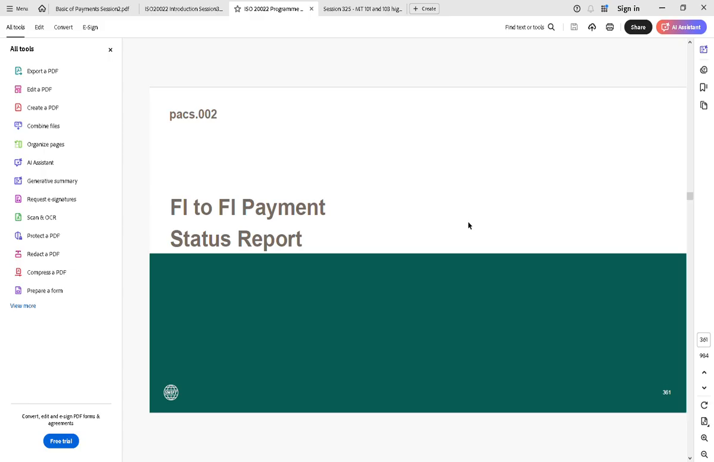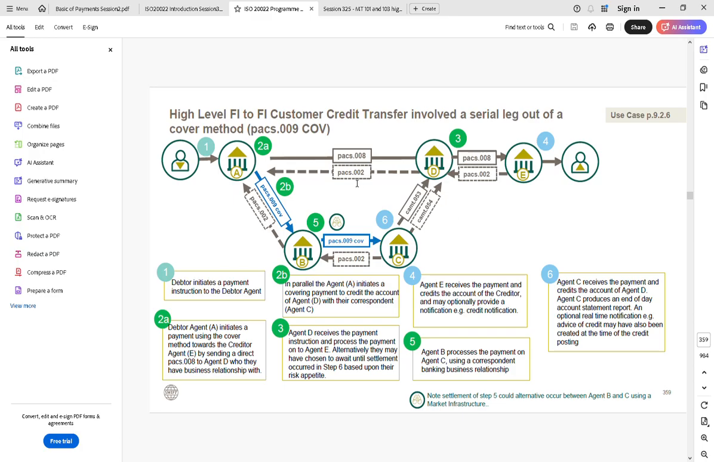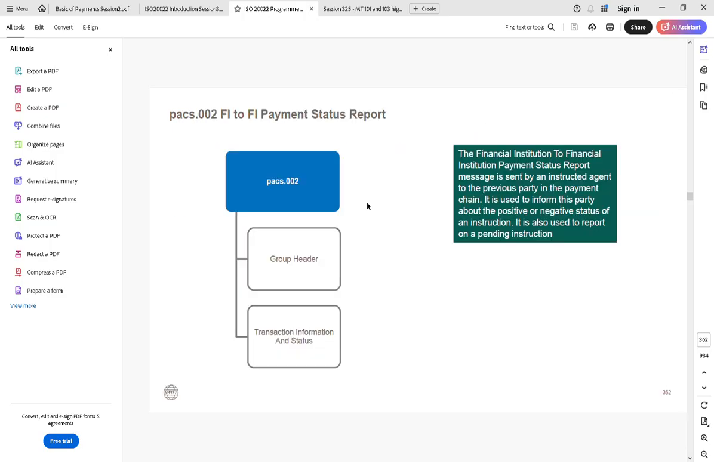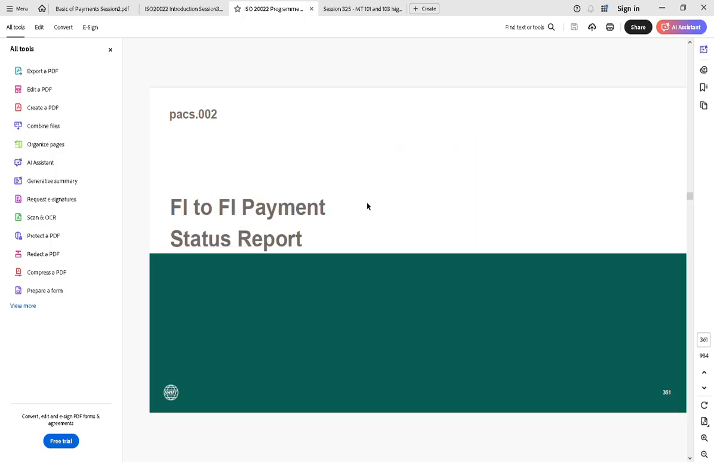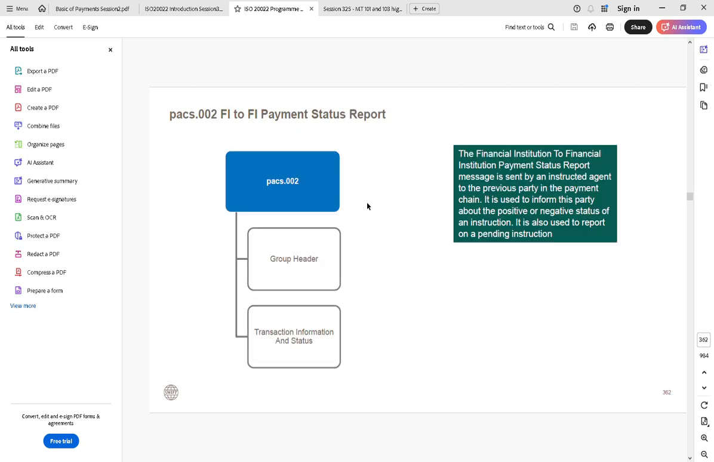Now, tomorrow we'll start the FI to FI status report, which means we are going to start PACS.002 tomorrow. Or do you want to continue today? I will continue, I will take 15-20 more minutes if you want. Go ahead, go ahead.